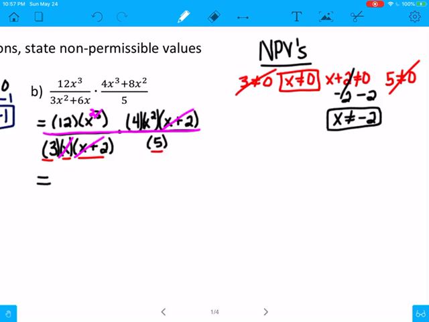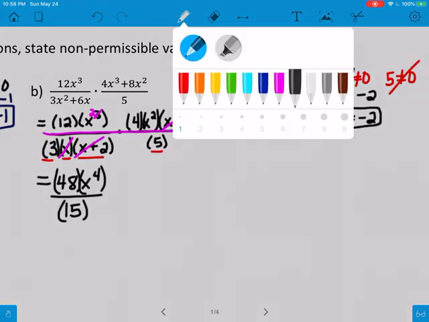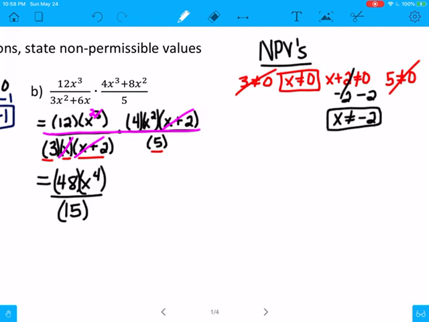So I go 12 times 4 is 48. X squared times x squared is 2 x's and 2 x's, so I end up with actually x to the 4. And then on the bottom I have 3 times 5, which is 15. Then I say, can I take anything out more? Actually, I can. I can take a 3 out of both 48 and 15.